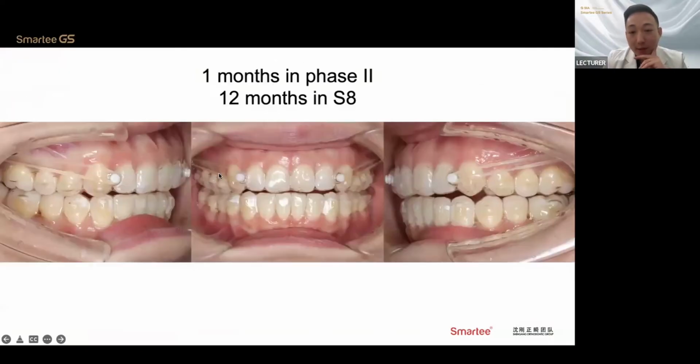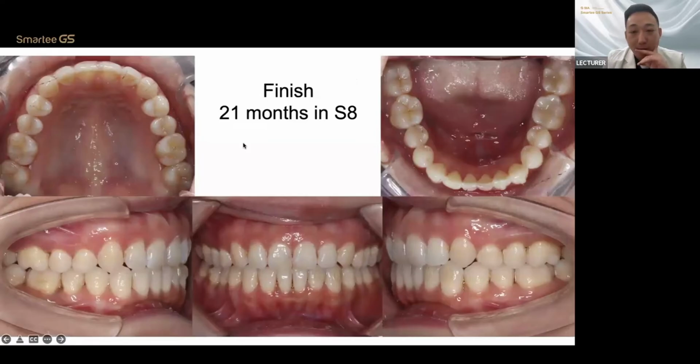And at this time, do you remember the small mini screws here? I just took them out and moved them to the back and asked the patient to wear the elastic traction to retract the incisors and to give a good profile for her. Okay, 21 months later, I finished this case, and you can see the deep overbite and deep overjet problems are solved, and there is a very good class 1 canine and molar relationship here, and the expansion is also very good for the dental arch.